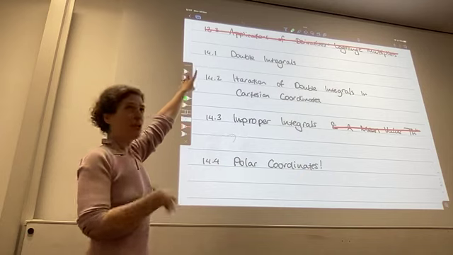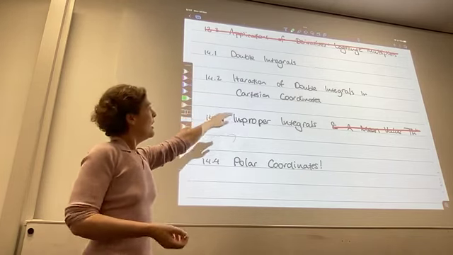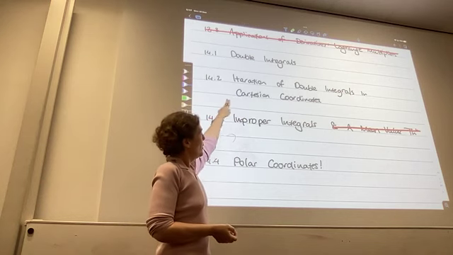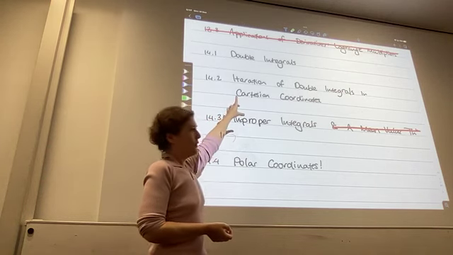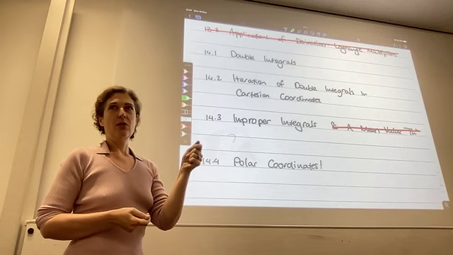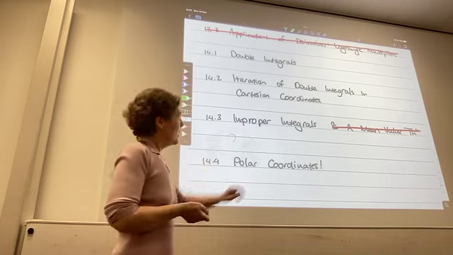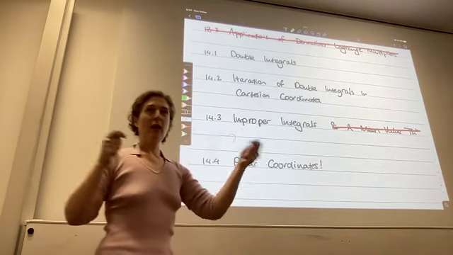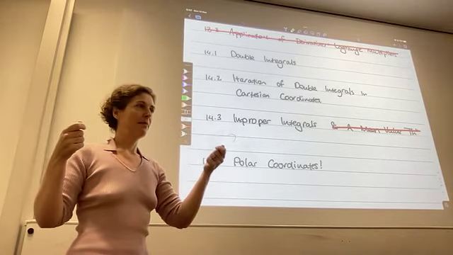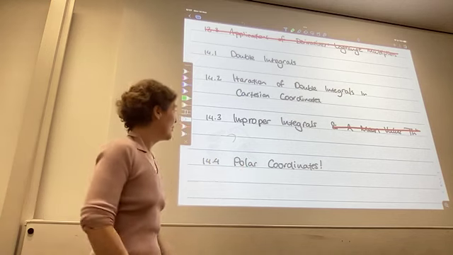So 14.1 is just kind of an intro. 14.2 says how you actually do this. And here we are looking specifically at definite integrals. We'll talk a little bit about indefinite integrals, but not a lot. Improper integrals, so what happens when you have limits that are going to infinity? The same sorts of things that happen when you have a function of one variable. You have to think about it.